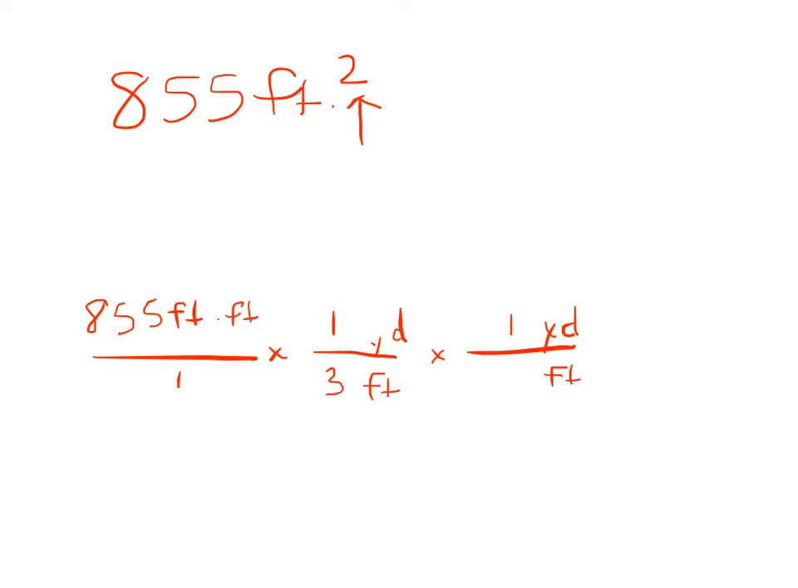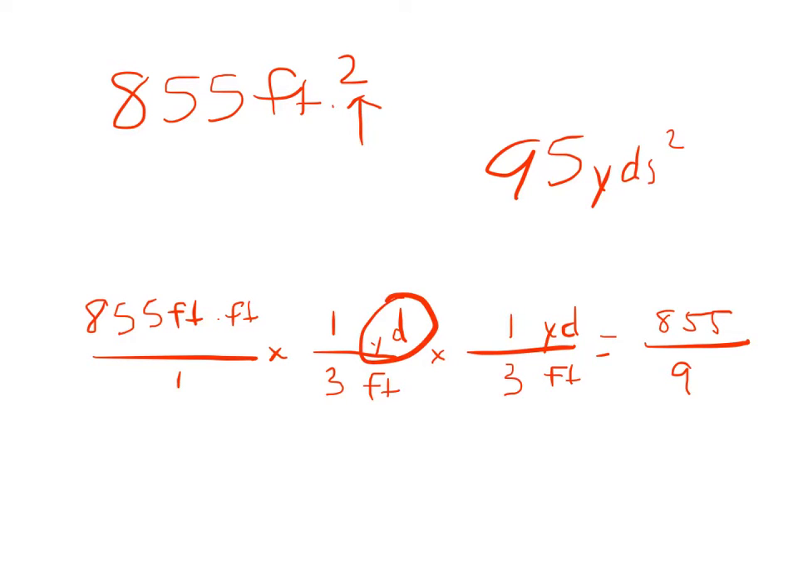1 yard equals 3 feet. 1 yard equals 3 feet. So now we can multiply. 855 times 1 times 1 will equal 855. And on the bottom, 1 times 3 times 3, that will equal 9. So I'm going to have to do 855 divided by 9, and that will equal 95 yards squared. And that's squared because I've got a yard and a yard here.